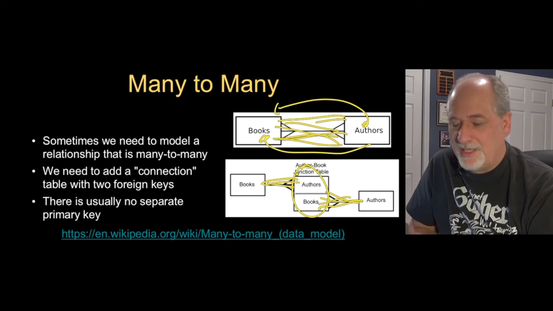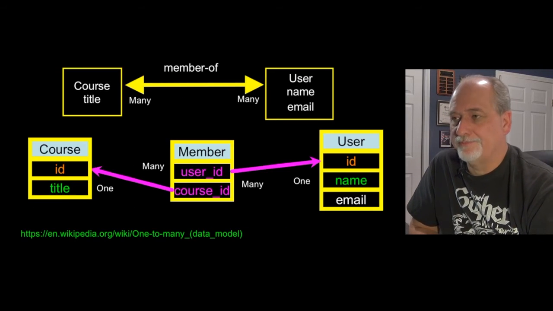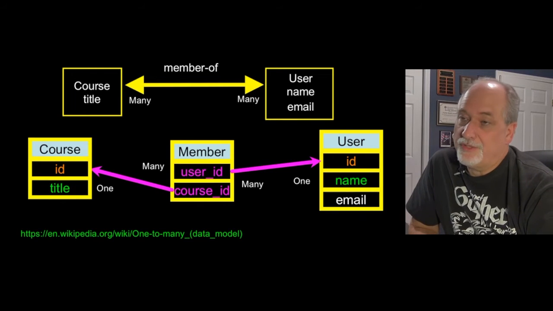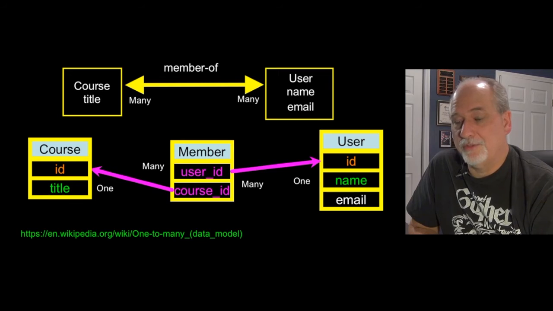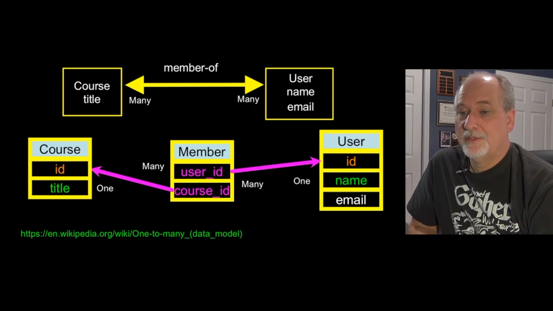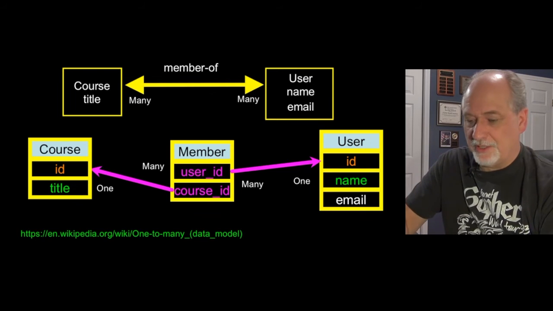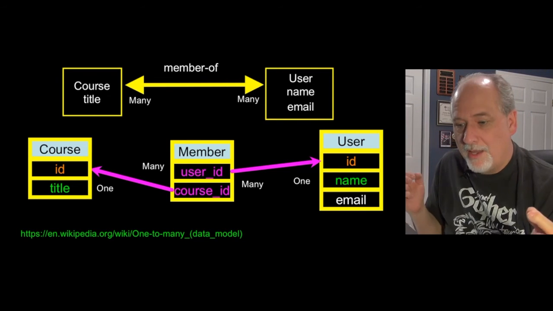So it's probably just as easy to look at a sample of this. Let's imagine a learning management system where you're taking a class, and there are some people that are teachers and some people that are students, and many students are members of many classes. A student can be part of many classes, and a class has many students in it. So you can't really find the one end.